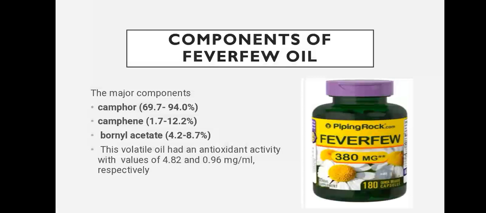The major components: camphor, which is found at 69.7 to 94.0%, camphene 1.7 to 12.2%, and last is bornyl acetate 4.2 to 8.7%. This volatile oil has an antioxidant activity with values of 4.82 and 0.96 mg per mole, respectively.